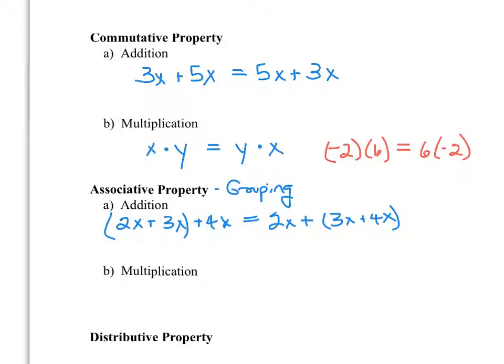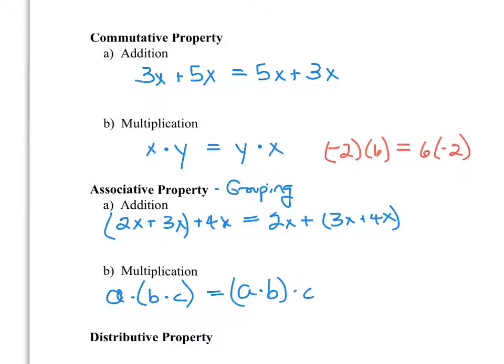parentheses. The next property, the associative property of multiplication, also deals with grouping. So when I am multiplying, I can multiply A times B times C, or I can multiply A times B first and then multiply that product by C.